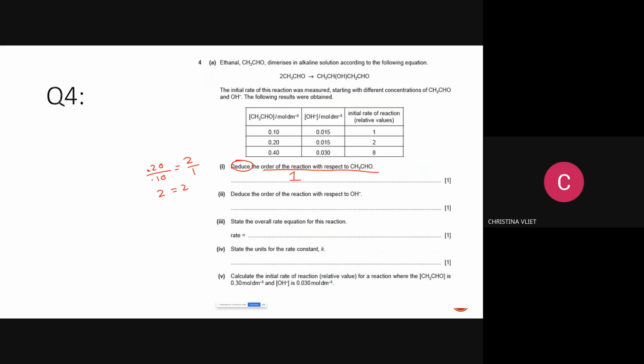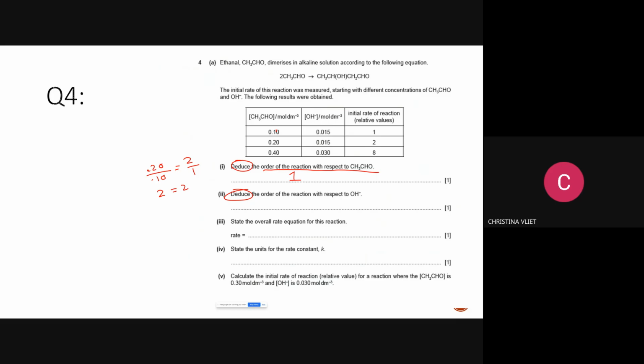When I double the concentration of this, I double the rate. They made the numbers easy on purpose. And so the order must be 1 as a result. All right, deduce the order of the reaction with respect to OH minus. This is the harder part.